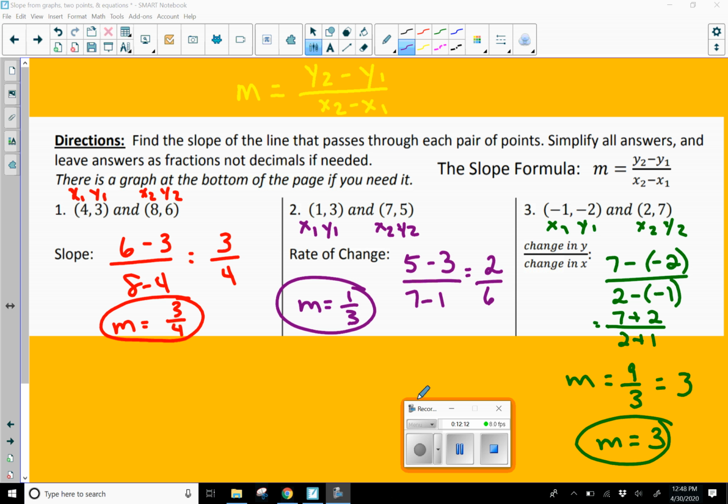Again, we have a positive slope. So your line would be increasing, and you'd be going up 3 over 1. Up 3 over 1, because we know whole numbers written as a fraction will always be over 1.